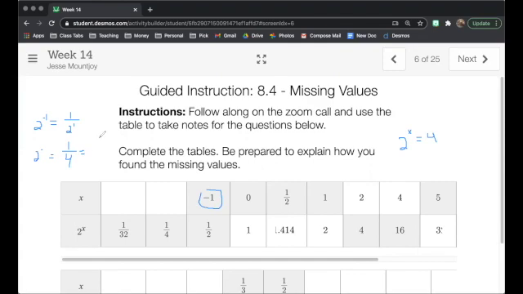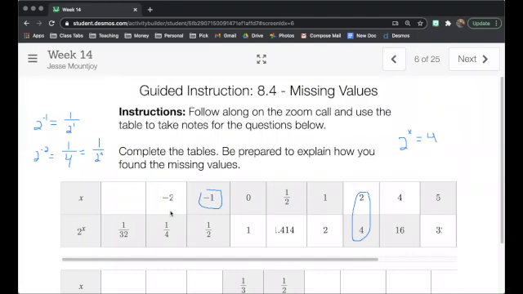If we think about what is 1 over 4, we already found what equals 4. When you have an exponent of 2, you get 4. So this is 2 to the second power. So it's in the denominator, so I want a negative 2 here. So my answer for this one is going to be negative 2.